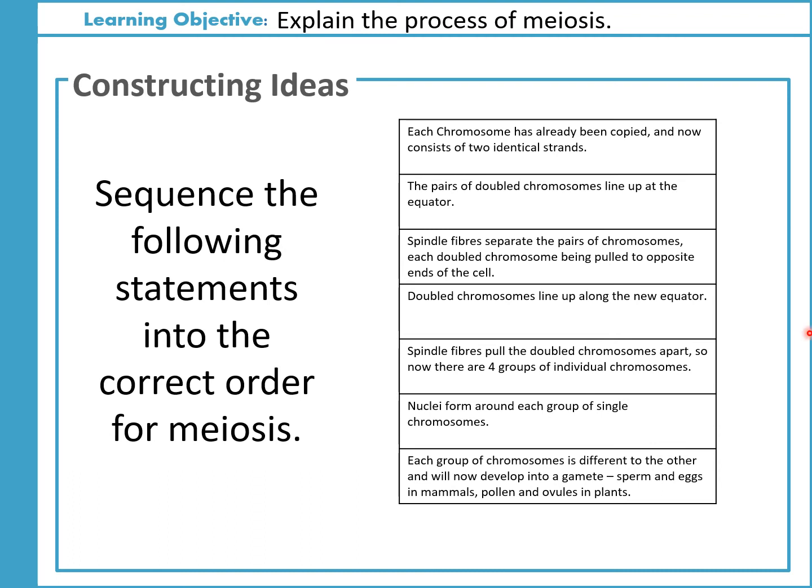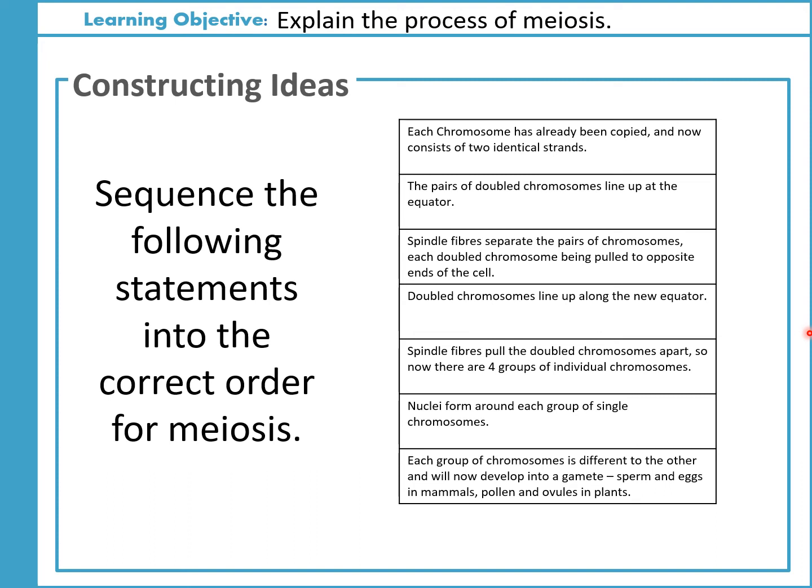So here are our answers. Each chromosome has already been copied and now consists of 2 identical strands. The pairs of doubled chromosomes line up at the equator. Spindle fibers separate the pairs of chromosomes, each doubled chromosome being pulled to opposite ends of the cell. Doubled chromosomes now line up along the new equator of each cell.